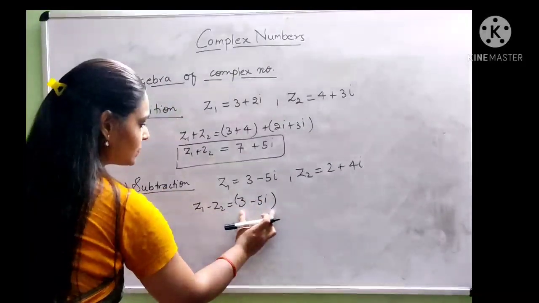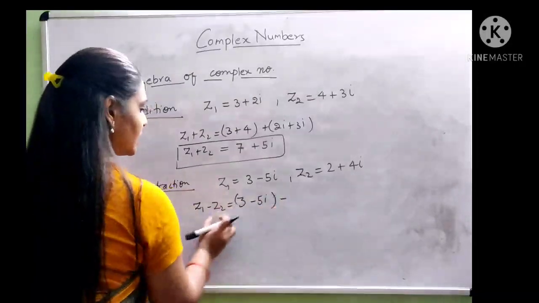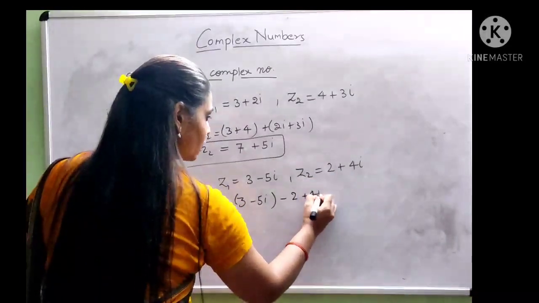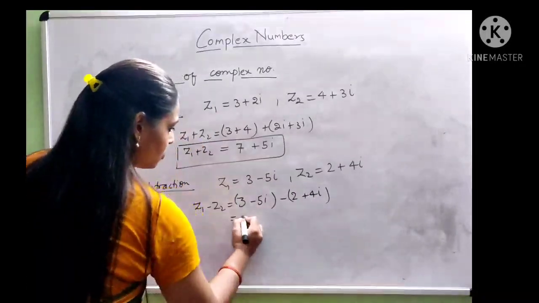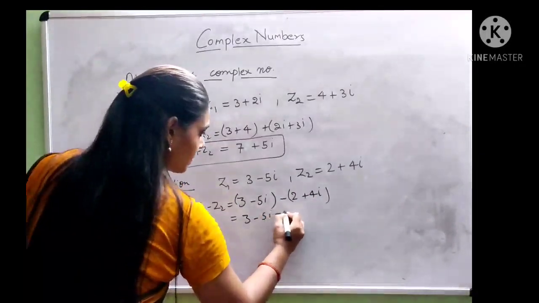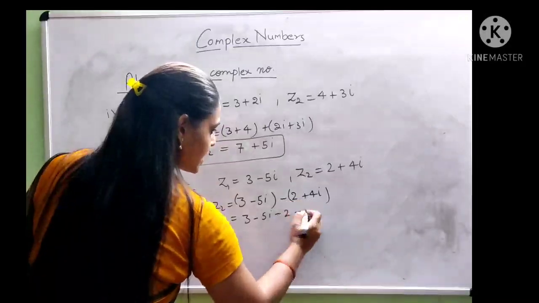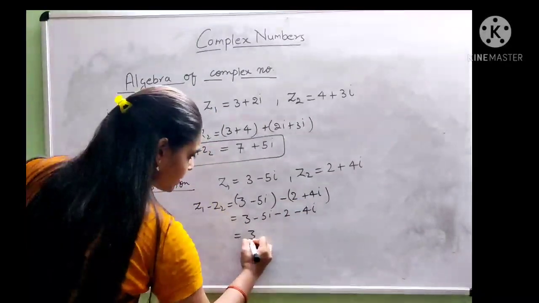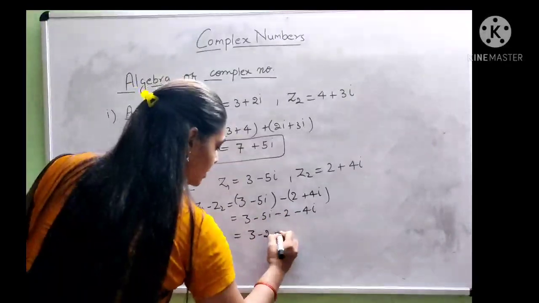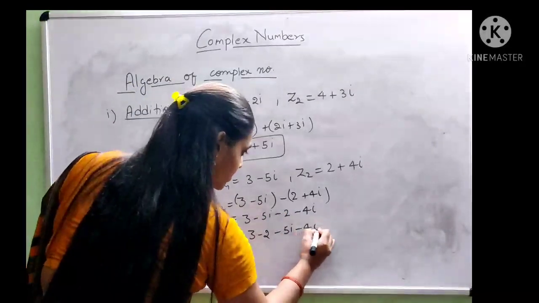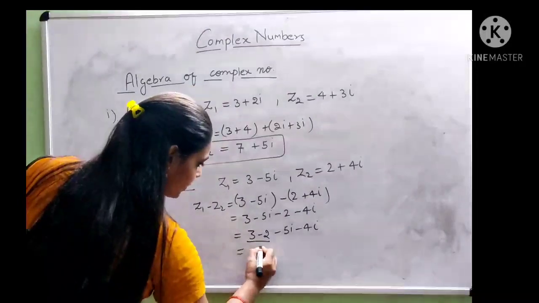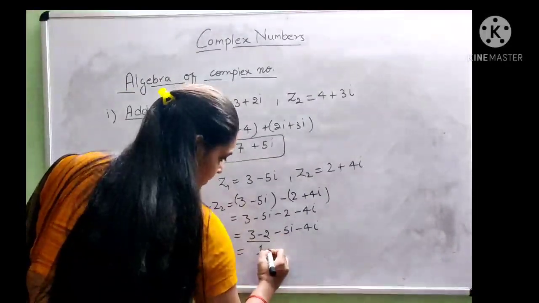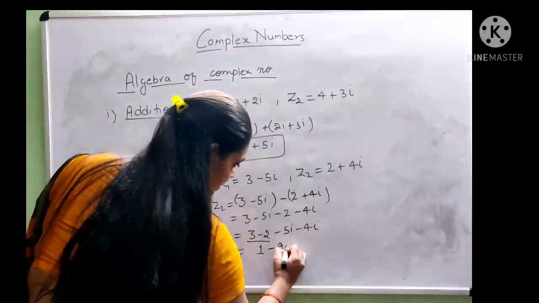On putting the value of z1, take the negative sign. Now we have to put the value of z2, 2 plus 4i. Now 3 minus 5i minus 2 plus minus, we get minus 4i. Now take the real part together, 3 minus 2, and the imaginary part together. So on solving this, we will get 1 and minus minus will get plus 9i.